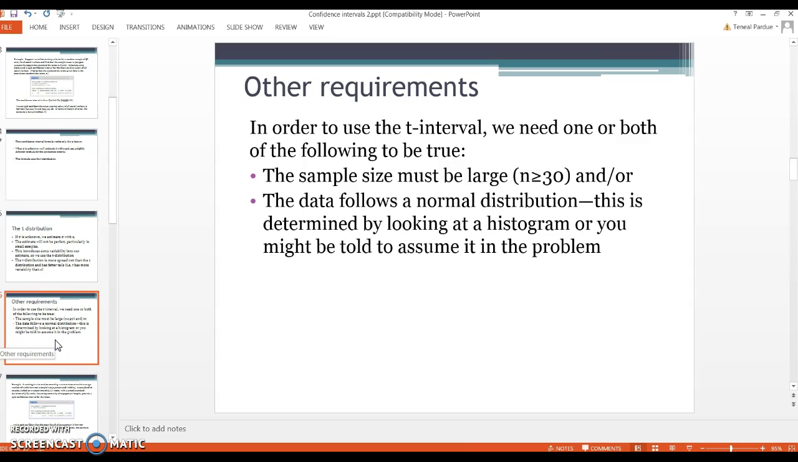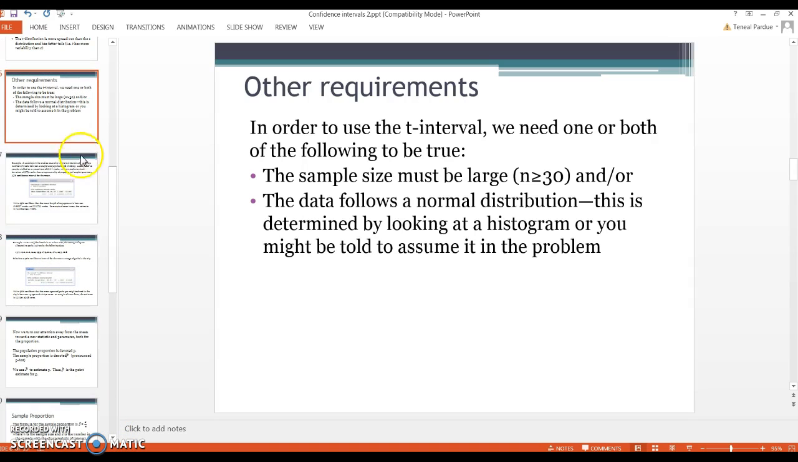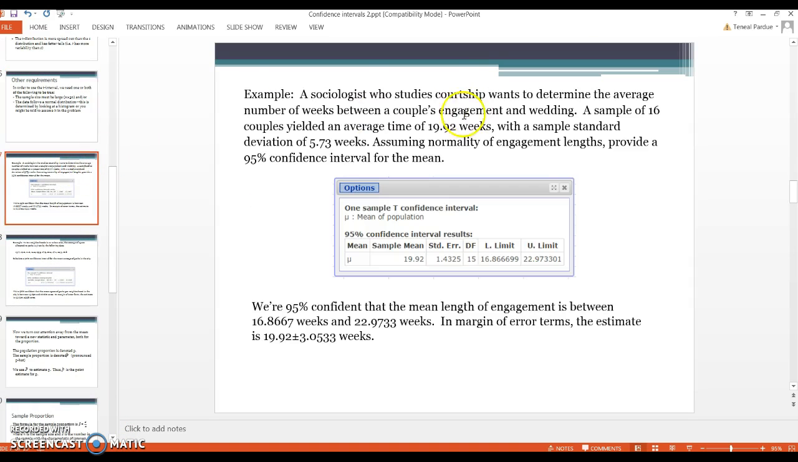We mentioned this last week, but in order to use the t interval, we need to know that we have a large sample size, and we usually use 30 as the cutoff, or we know that the data follows approximately a normal distribution. You can tell that usually by looking at a histogram, or they might tell you at the beginning of the problem to assume it does. Okay, so here's an example of a t interval.